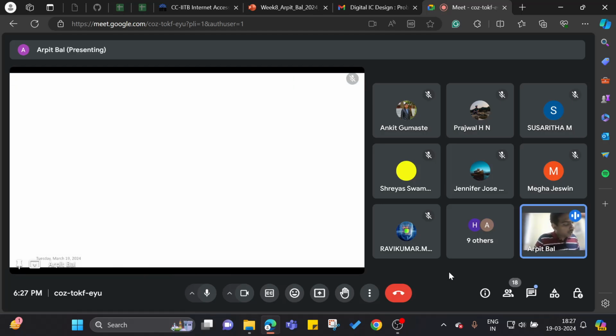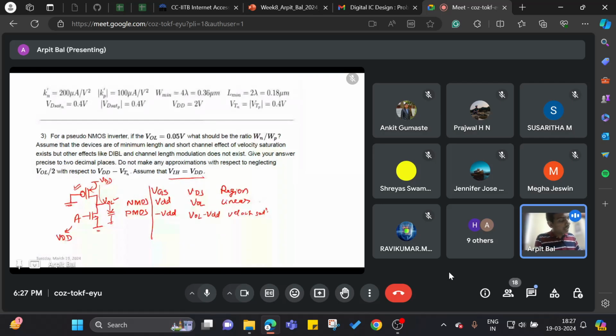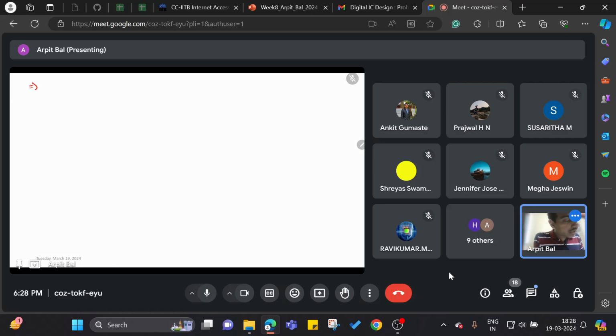Okay, so once we know the region of operation of the MOS transistors, we just need to equate the current. So we have Kn Wn by L into VOL into (VDD minus VTH minus VOL by 2) is equal to Kp Wp by L into VDsatP into (VDD minus mod VTP minus mod VDsatP by 2).